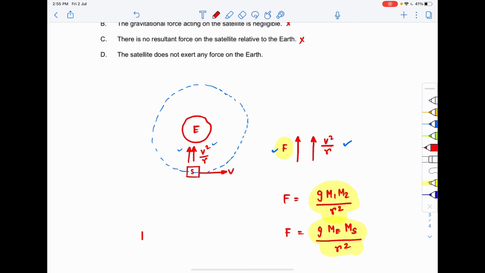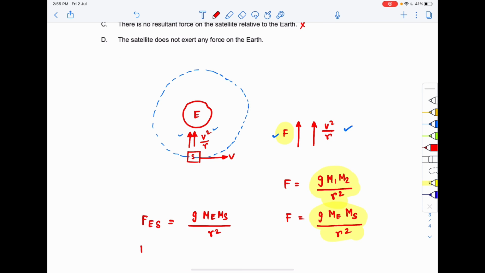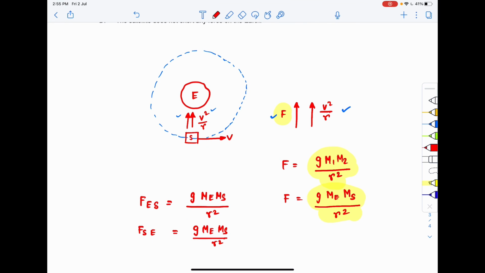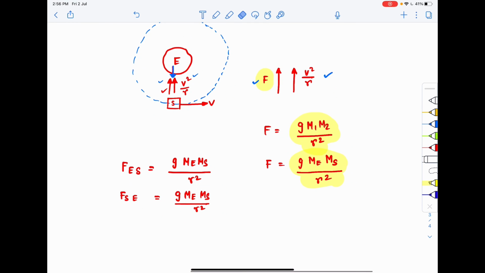Why? The force applied by the earth to the satellite is equal to G me ms by r square. The same gravitational force will be provided by the satellite to the earth, which will be equal to the same G me ms by r square, right? So in a way, you can also say that the magnitude of the force by which the earth pulls the satellite to itself, the satellite also pulls the earth to itself with the same magnitude of force, right?